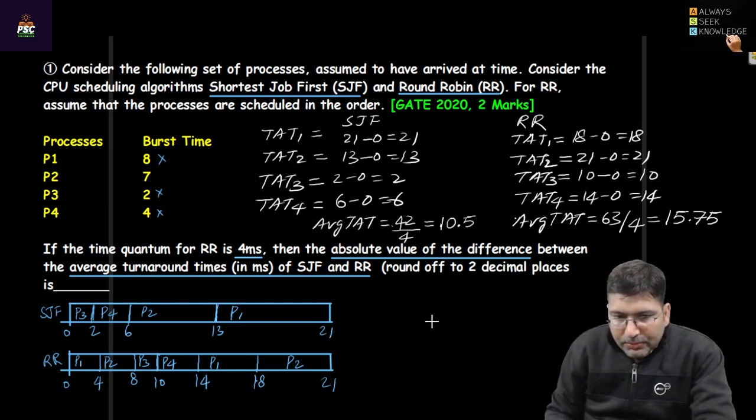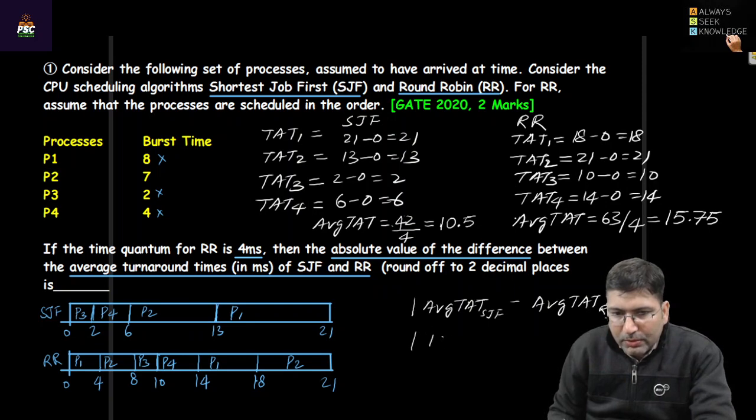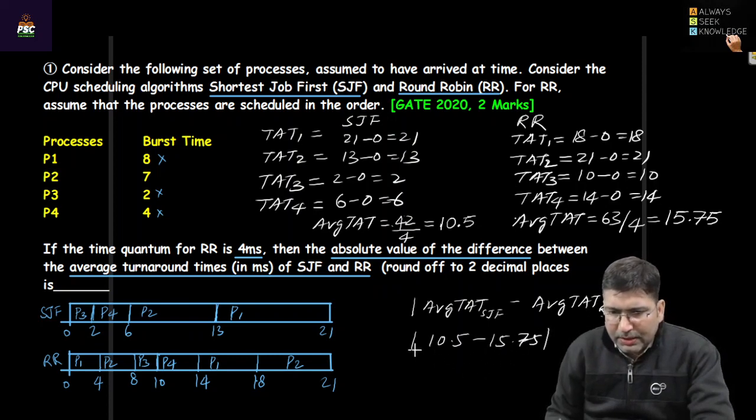So if we find out the absolute difference, so absolute difference means the difference of average turnaround time of SJF minus average turnaround time of RR, round robin. Absolute value, that means we are doing 10.5 minus 15.75. So if you subtract like this, it will become 5.25, right? So if you calculate, it will give you 5.25, right?